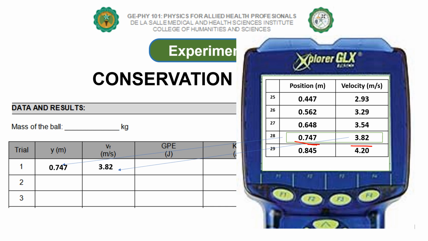So what I'm going to do is compute the gravitational potential energy and also the kinetic energy, and then compare the two. The target is that they should have the same value, because the gravitational potential energy is converted to kinetic energy. So the total energy should be conserved.